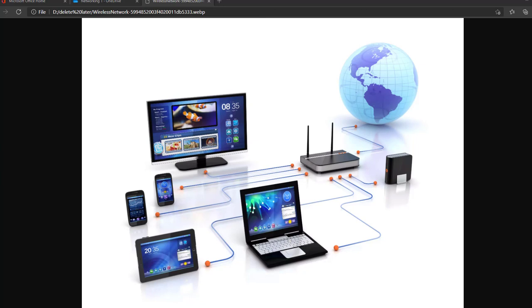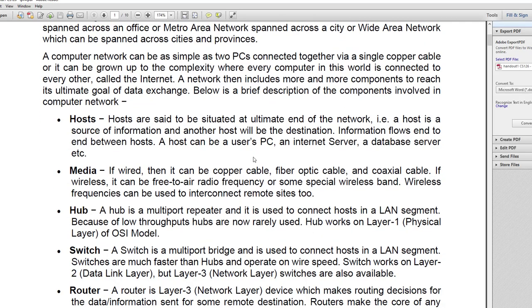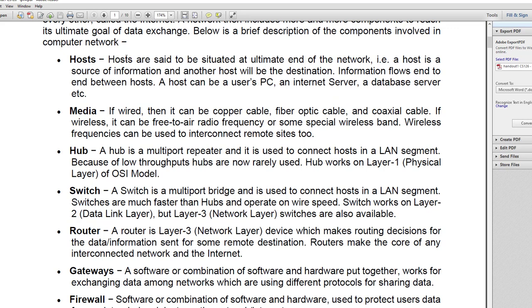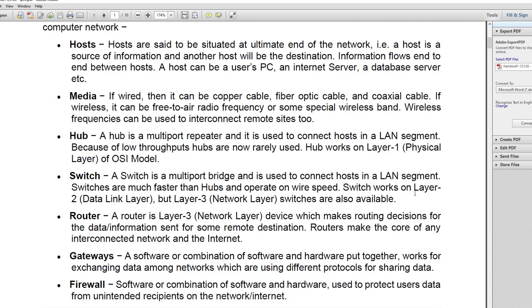To enumerate some of the terms that we'll be using for the rest of the semester, these are the following. As you can see here, the term host is mentioned. It is said to be situated at the ultimate end of the network. Examples of these are computers, servers, database servers. If we're talking about wired media, then it can be copper cable, fiber optic cable, and coaxial cable. But if we're talking about wireless media, it can be free-to-air radio frequency or some special wireless band. Wireless frequencies can be used to interconnect remote sites also.